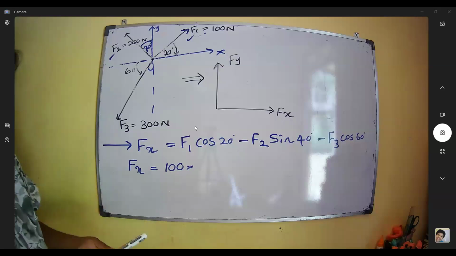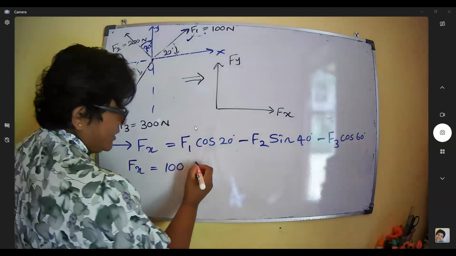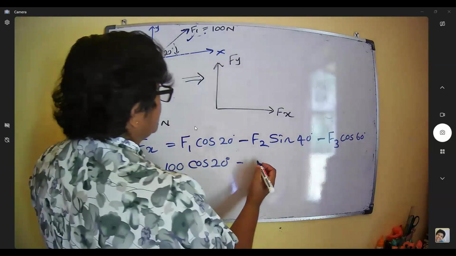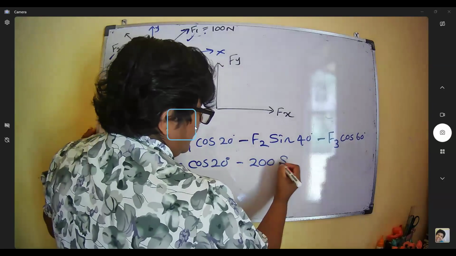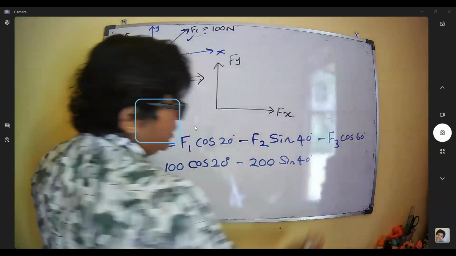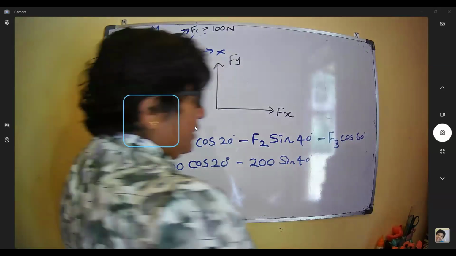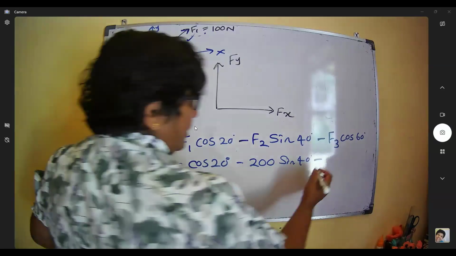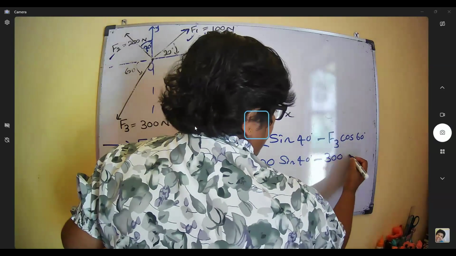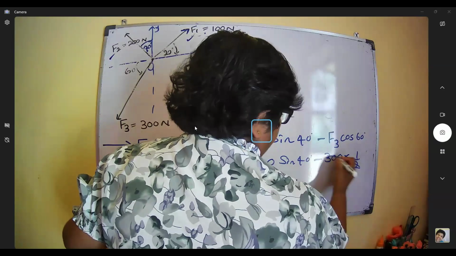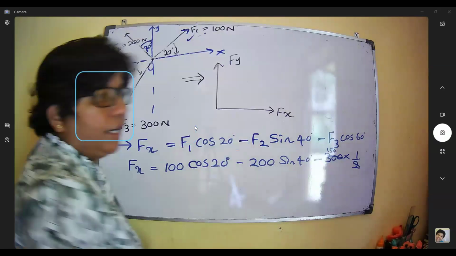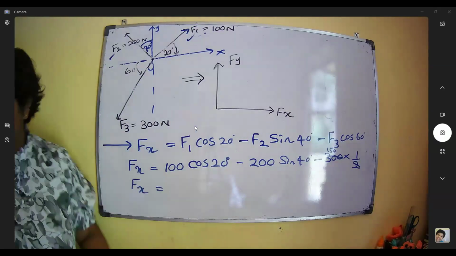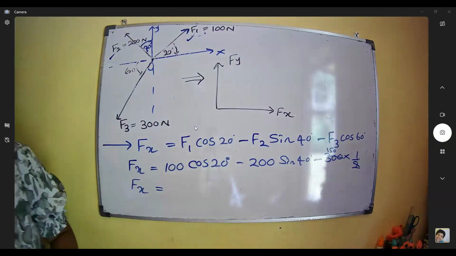Error is coming, right? Please find the cos 20 value. I will write cos 20. And then the other one, F2, is 200 into sin 40. Then you can find the sin 40 using your calculator. And minus F3. F3 is 300 Newton. Then we can substitute cos 60 as half. It becomes 150 Newton. Then we can find the value of Fx along the x-axis, right?